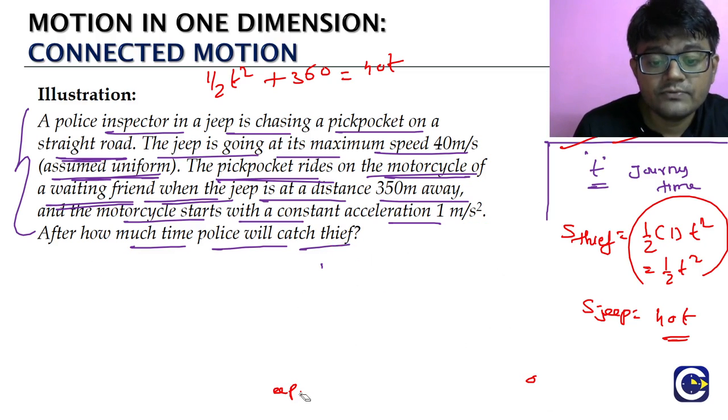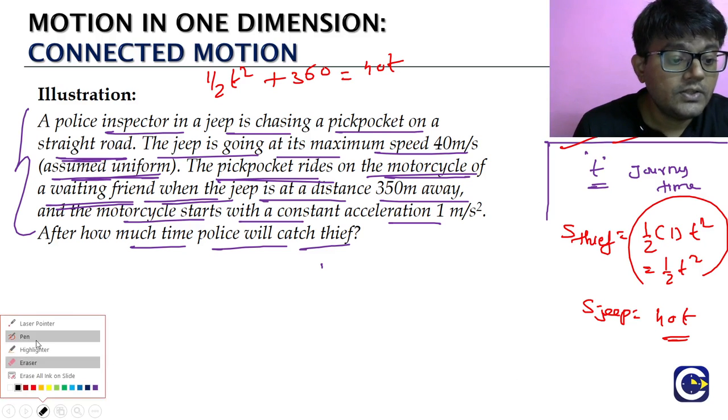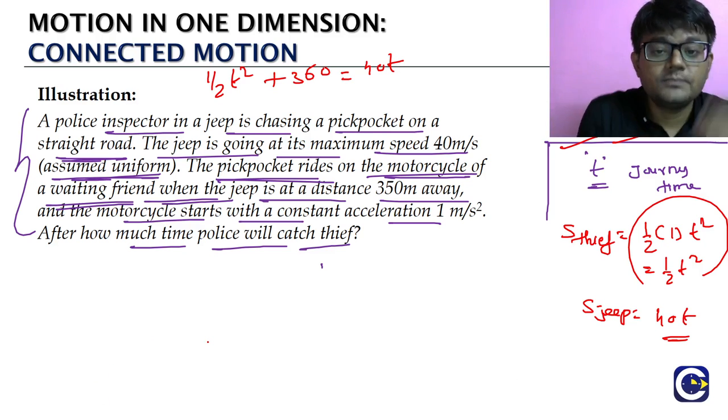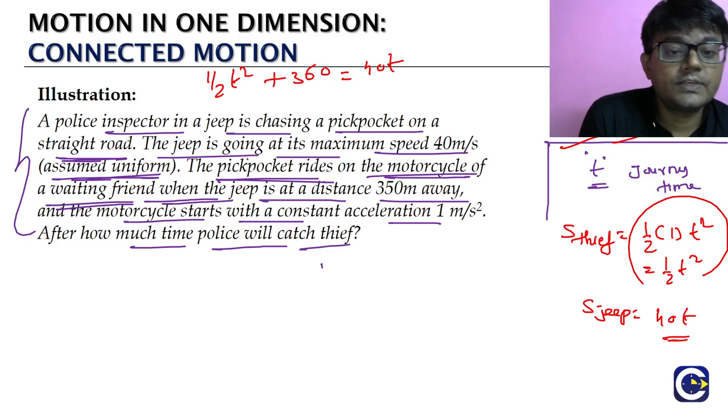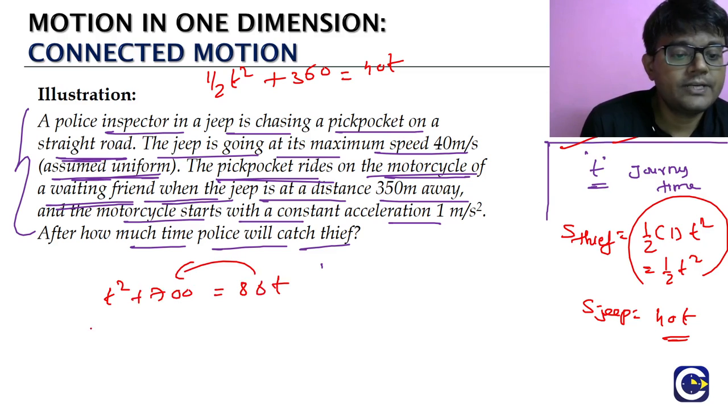What is the equation we have? Half t square plus 350 is equal to what? 40t. Now what we'll do is first we'll multiply both sides by 2. So t square plus 700 is equal to what? 80t. We'll bring the 80 to the left side. t square minus 80t plus 700 is equal to 0. This is the quadratic.